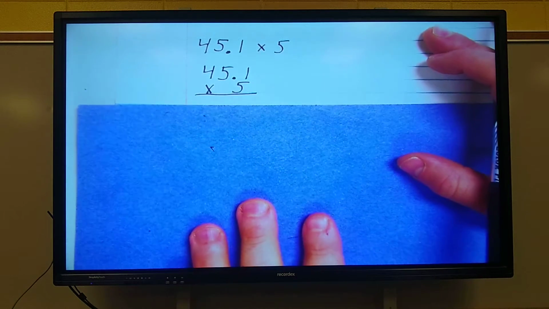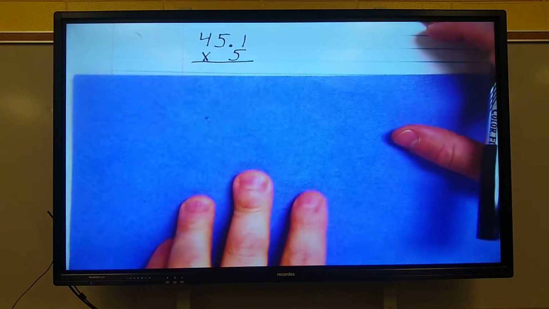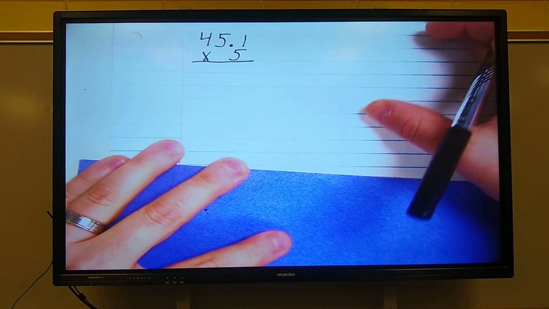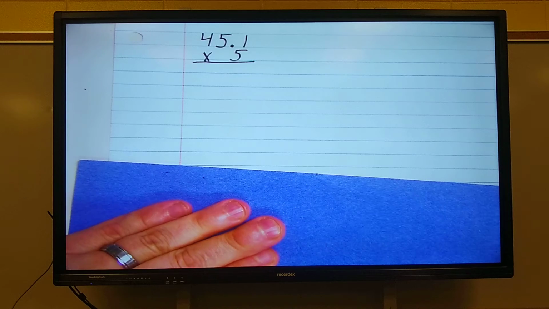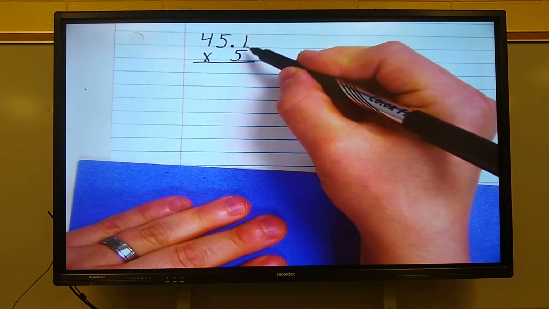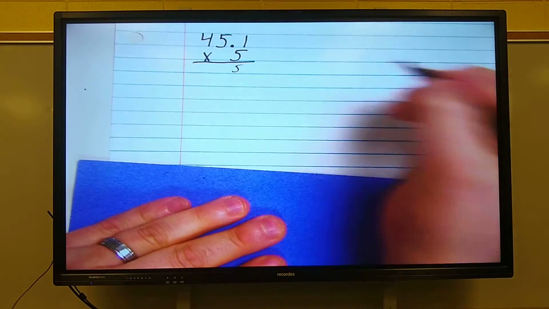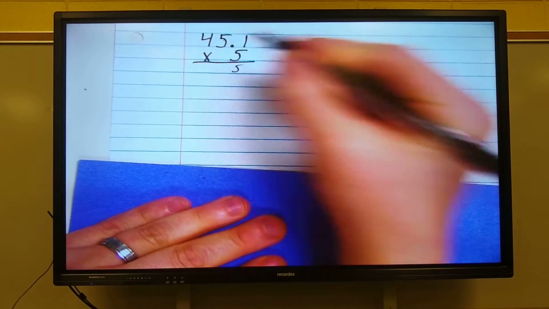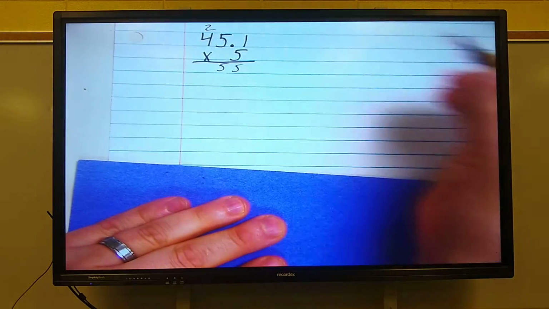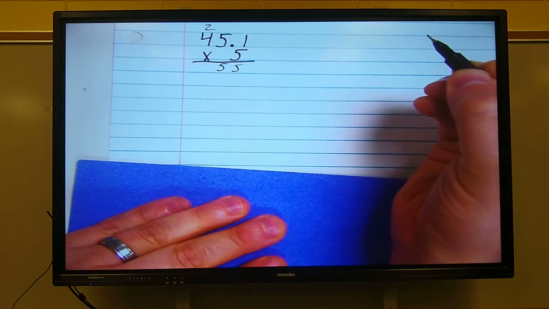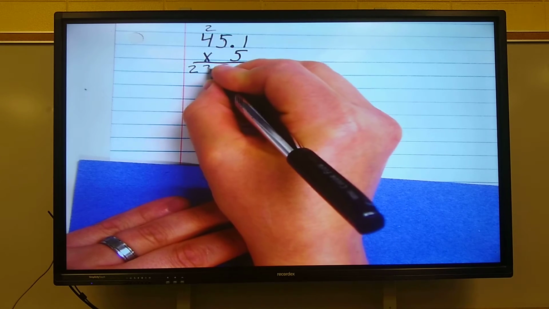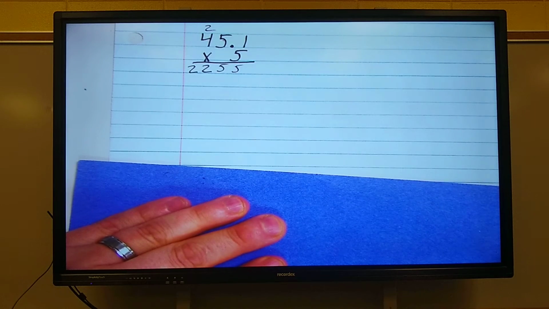When you line them up, this is what it should look like. Remember, you do not at all line up the decimals when you multiply decimals. Step number one, I just simply multiply. 5 times 1 is 5. 5 times 5 is 25. Bring down the 5, carry the 2. 5 times 4 is 20 plus 2 is 22. And there you have it.